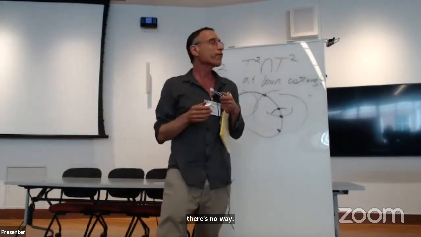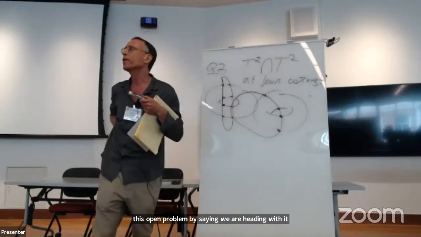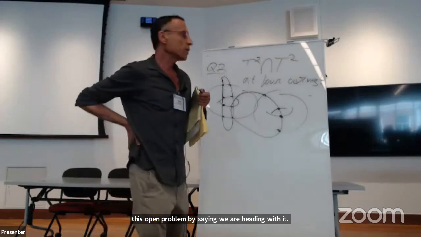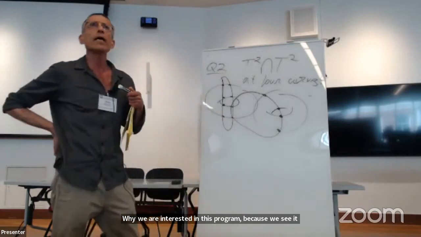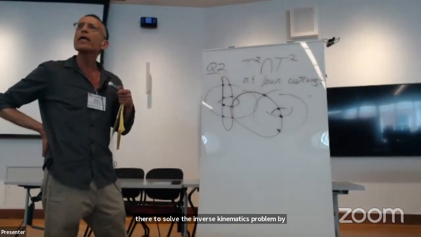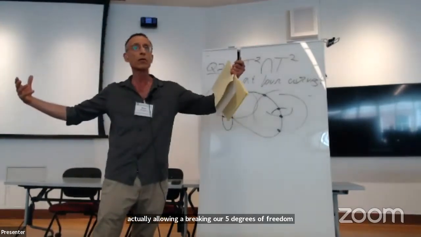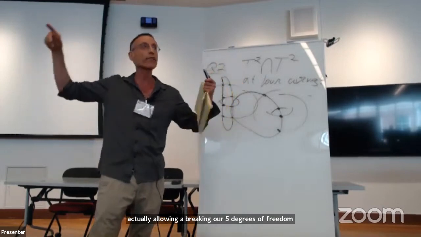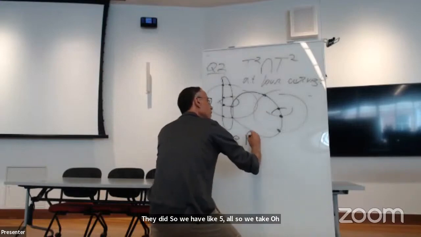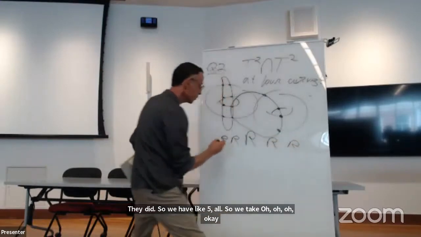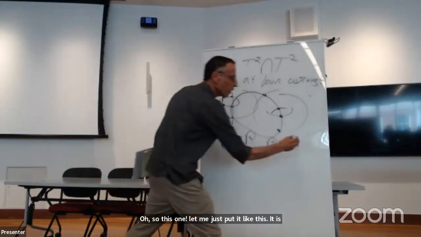Let me just finish this open problem by saying where we are heading with it, why we are interested in this problem, because we said we are going to solve the inverse kinematics problem by breaking our 5 degrees of freedom chain into 2 robots. So we have a 5R chain: R, R, R, R, R. This one is based to the ground. This is where I have my gripper sitting right here.